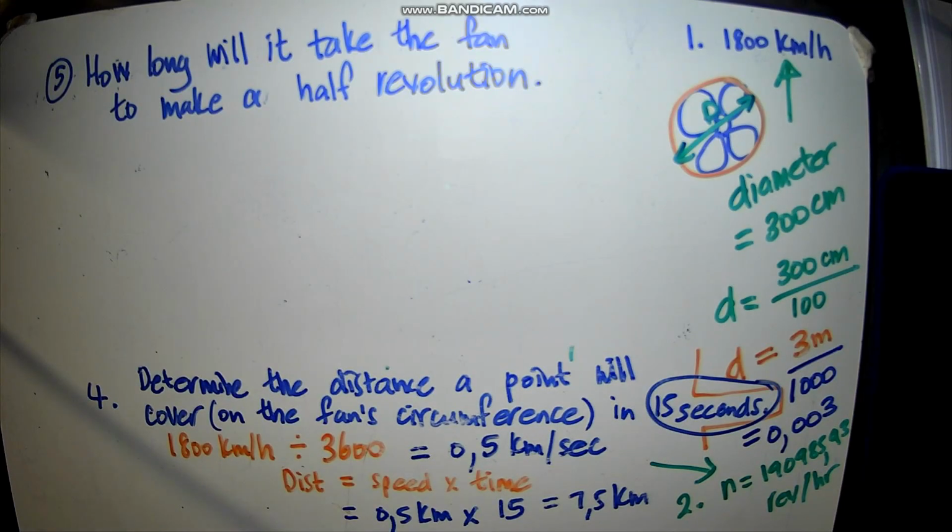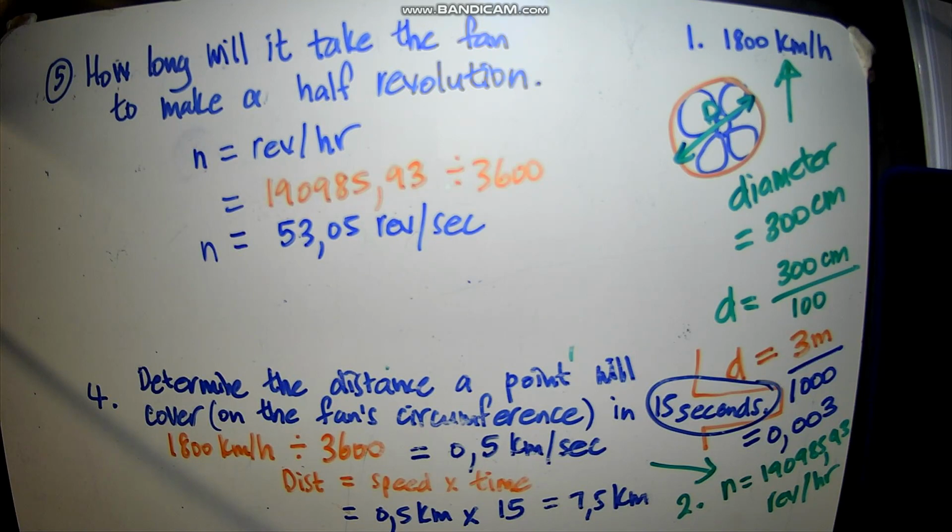The next question says, how long will it take the fan to make a half revolution? Now looking at N, it is in revs per hour. So what was our N in revs per hour? That was our answer in revs per hour. We want to know per second, so we will have to divide it by 3,600. So notice now we have 53.05 revs in just 1 second. The question says, how long will it take? They're asking how many seconds to make only a half a revolution.